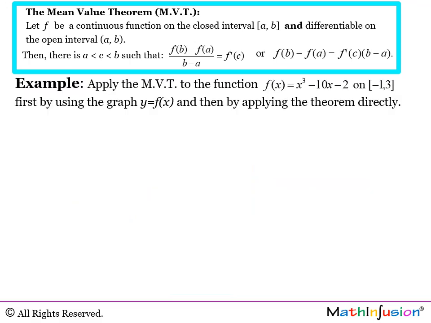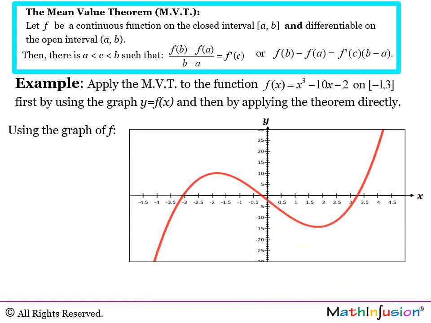Example. Apply the mean value theorem to the function f(x) equals x cubed minus 10x minus 2 on the closed interval [-1, 3]. First by using the graph, and then by applying the theorem directly. First, let's use the graph. Here is the graph of this function.